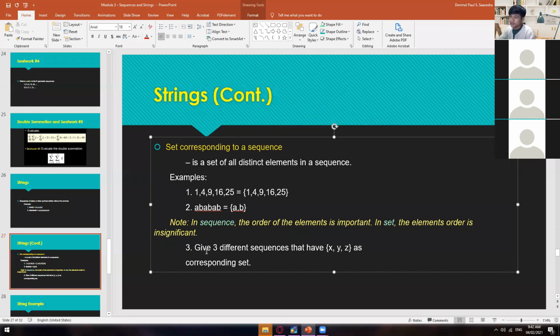So number 3 here is like an example. Give 3 different sequences that have X, Y, Z. This is a set wherein arrangement doesn't matter. So the question here is: give 3 different sequences that have X, Y, and Z as corresponding set. What are those sequences?